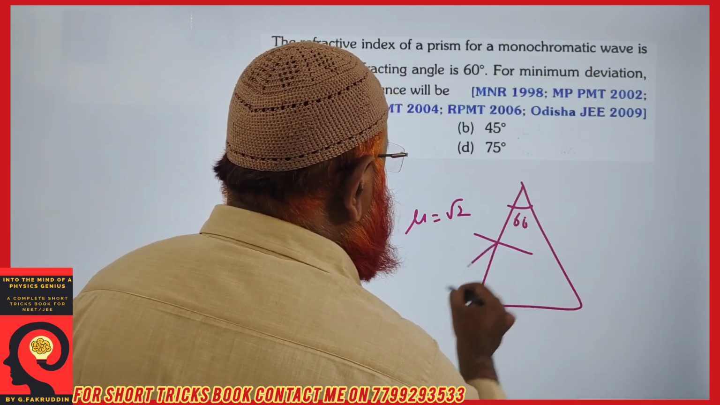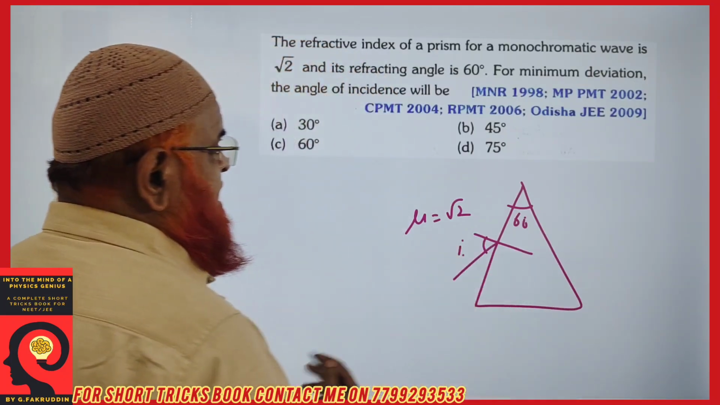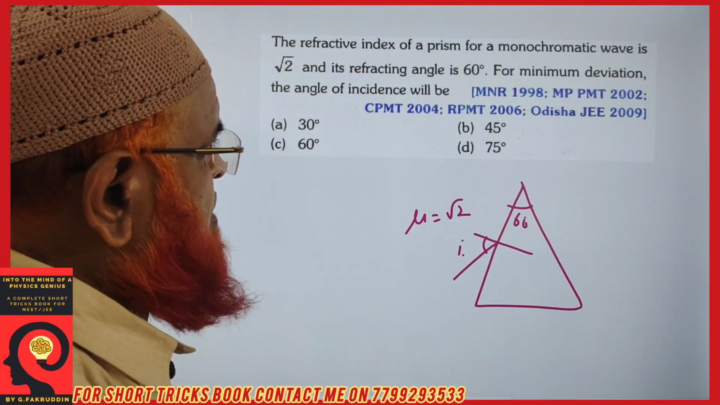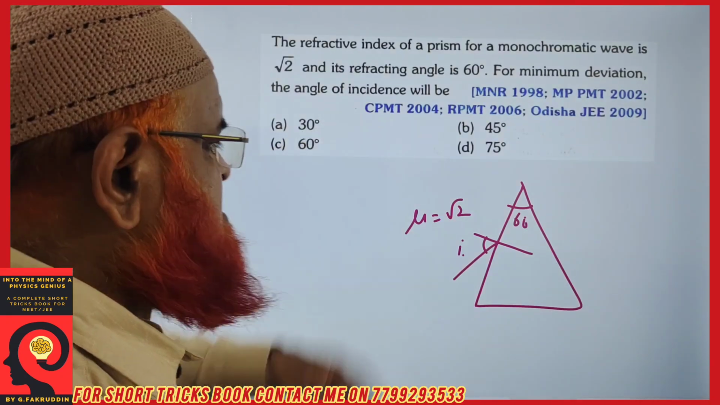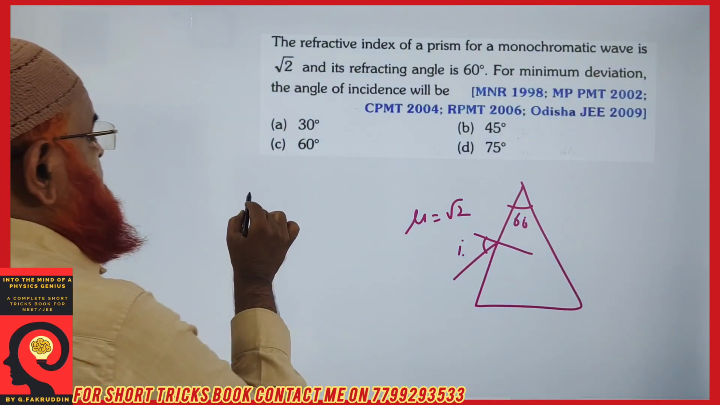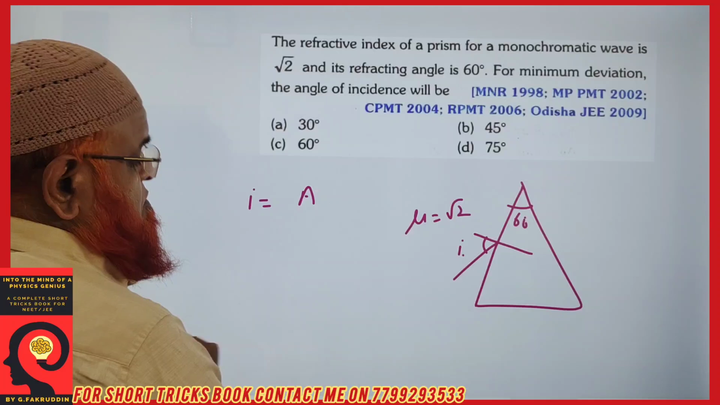For minimum deviation, this is said to be the angle of incidence. It is a case of minimum deviation condition, okay? The question is asking for the angle of incidence at minimum deviation. It's very simple. So angle of incidence means what will you write now?